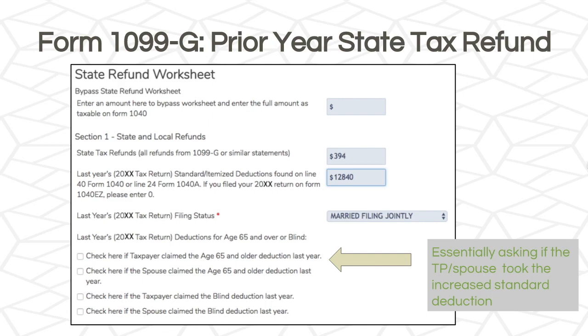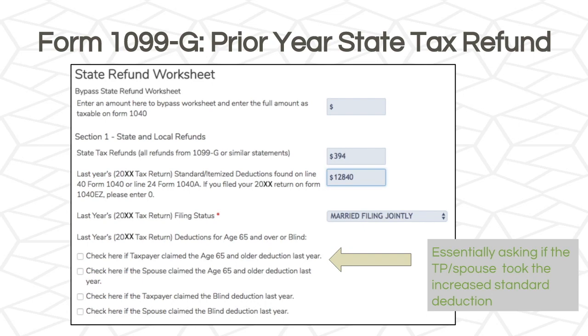Now, the first blank asks for the actual amount of the state tax refund. And this will either be on the 1099-G that the taxpayer received in the mail, or the amount that you can find on their prior year state return. The next blank asks for the prior year amount of federal itemized deductions. So again, I want to reiterate, this is the amount of federal itemized deductions. And then it asks in a drop-down menu for last year's federal filing status.